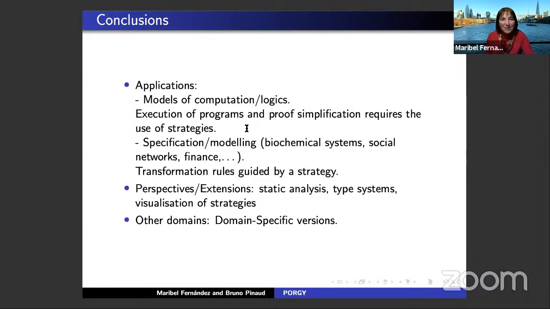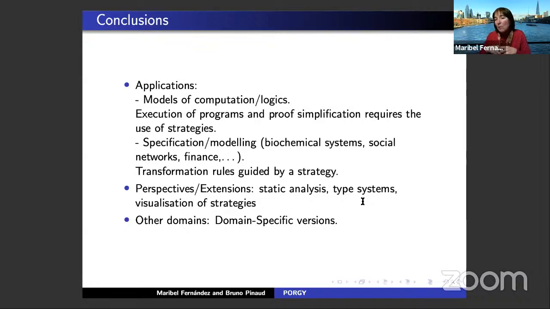Okay, and now to conclude. When we started, we had in mind applications which were more in terms of modeling computation or logics, but we realized while developing this that there were many interesting domains for which it would be useful to have some mechanism to simulate and to interact with the rewriting strategy. We developed some of these applications ourselves with help from domain experts. And what we are trying to include now is more tools and more features to help analyze the system.